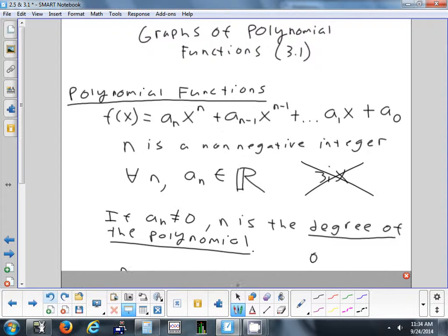So if I did this, what would be the degree of that polynomial? 0x to the 5th plus 2x squared. Augustine? 2. This first term isn't even here. It's 0 times something, which is just 0. So the highest exponent that really matters here is 2 on the x.